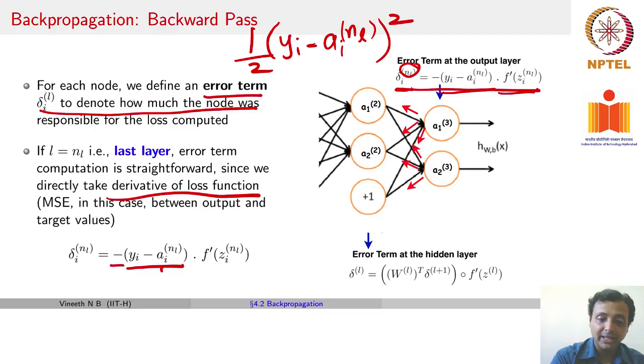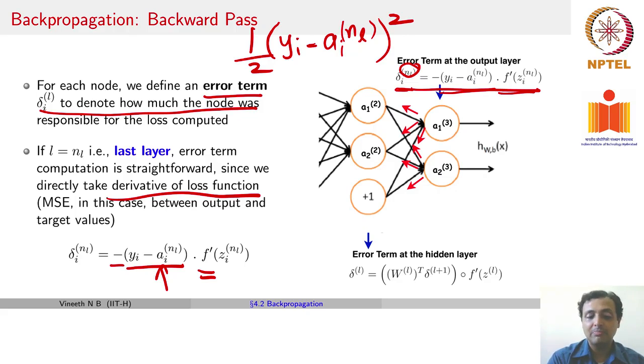But remember that a_i itself is a function of z_i. The way we defined it, to z_i you apply an activation function f and then you get a_i, which means in the chain rule, you would then have f prime of z_i^(N_L), where a_i is given by f of z_i^(N_L). So that's going to be the error term at the output layer.